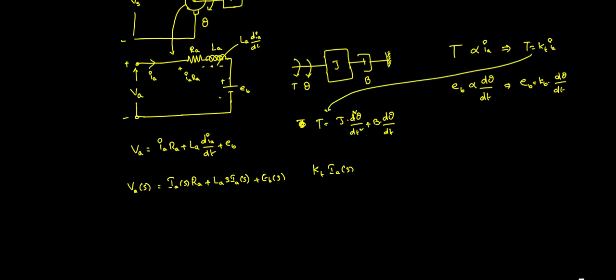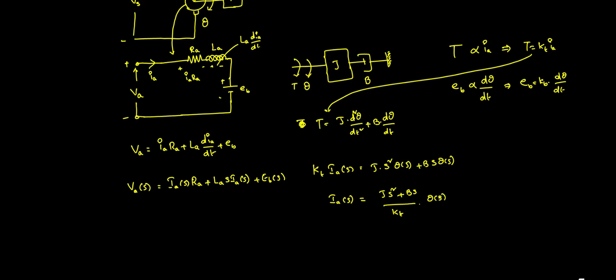So we have written torque is equal to KT into IA of S, and this is equal to J into S square theta of s plus b into s into theta of s. So from this, if I write the IA of s, it is equal to J s square plus bs divided by KT, into theta of s.